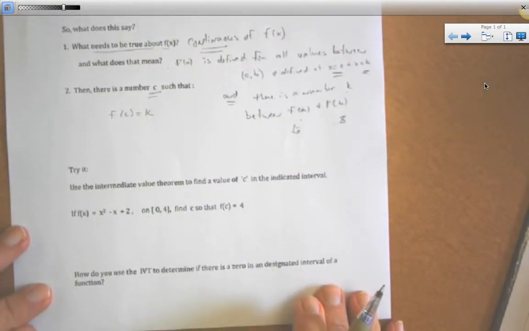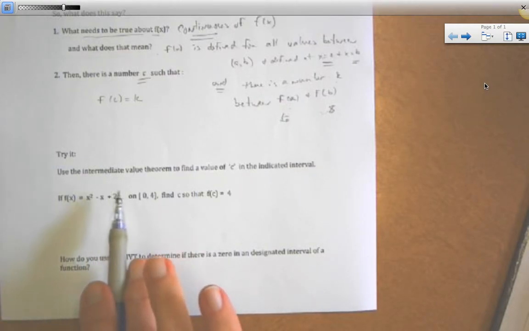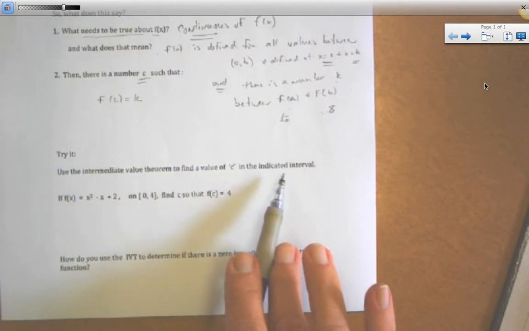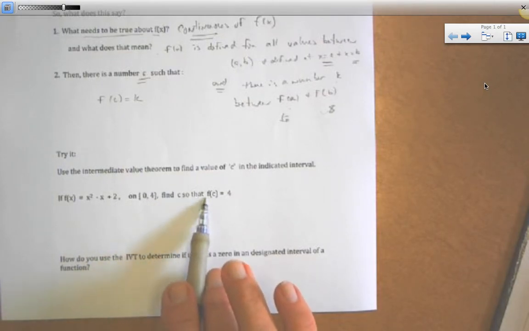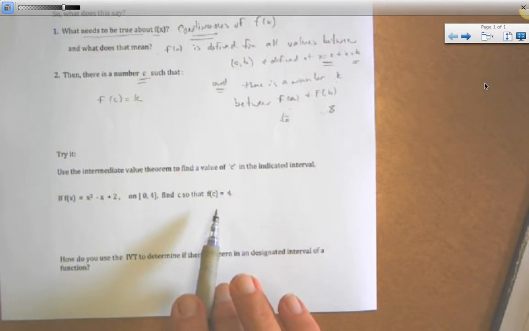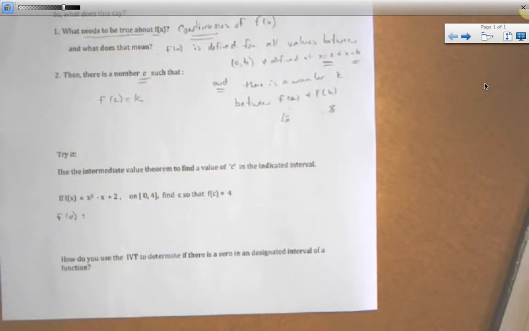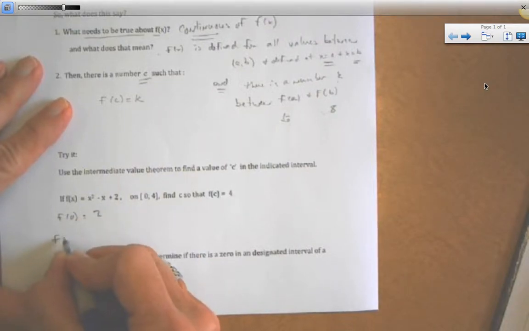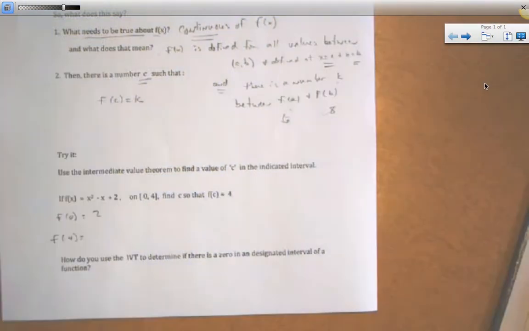All right, so let's see how we can use this information. Use the intermediate value theorem to find a value c in the indicated interval. So first we're going to use it so we can find c, so that f of c equals 4. All right, so let's first find f of 0. And let's just determine our endpoints. f of 0 is equal to 2. And what is f of 4? I'm going to just check my work in my head.